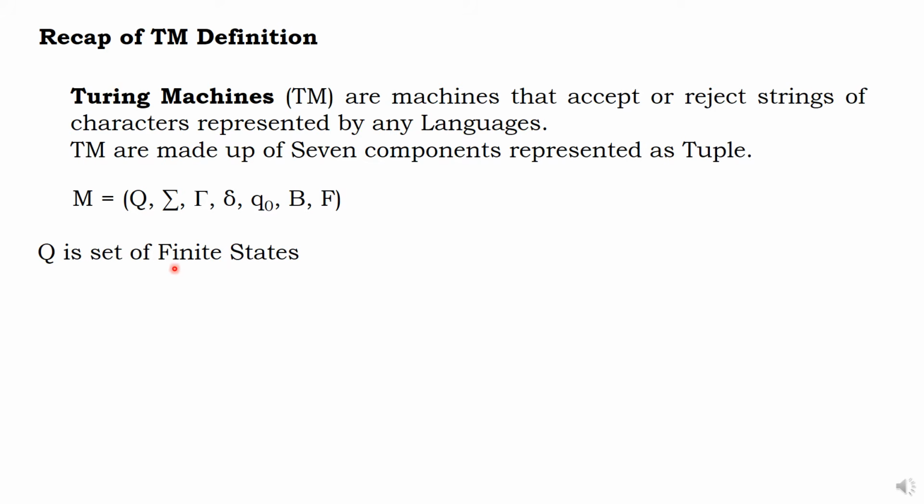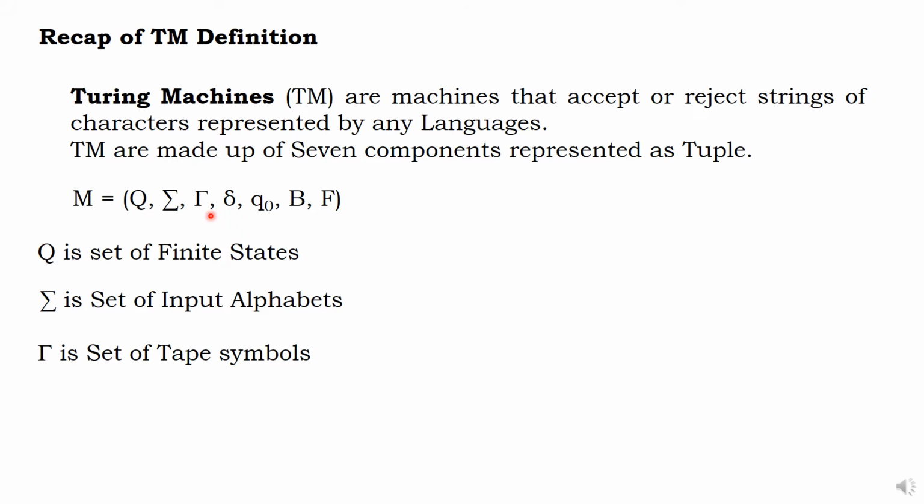We have Q as the set of finite states. We have sigma as the set of input alphabets. We have gamma as the set of tape symbols. What are the symbols available in the tape? Delta is nothing but the transition function. What is that particular transition function?